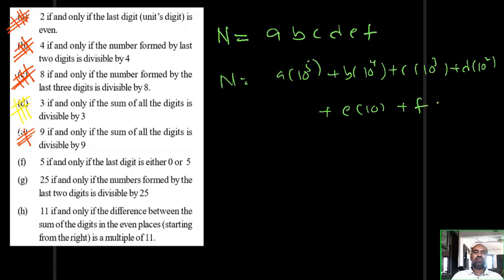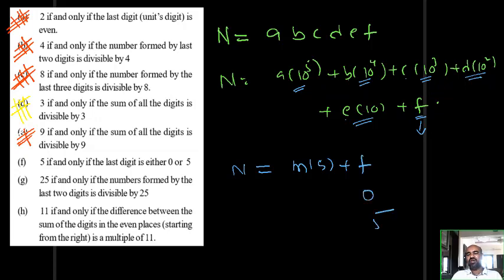Okay, next, the divisibility rule of 5. See here, this is divisible by 5 irrespective of A. This is divisible by 5 irrespective of B, of C, of D, and of E. This F, you don't know. If this is divisible by 5, the total number is divisible by 5, because n can be written as a multiple of 5 plus F. If F is a multiple of 5, the total number is a multiple of 5. Means if F is 0 or 5, the total number is divisible by 5 only.